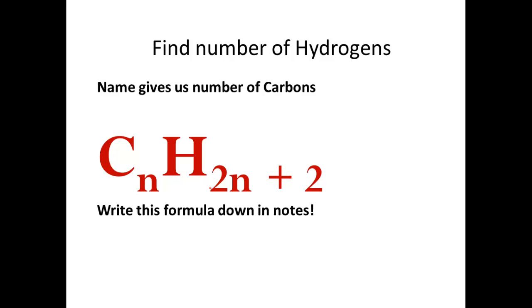Now please write this part down somewhere off to the side in your notes. To find out how many hydrogens we have, you know the number of carbons from the name, between 1 and 10 in our carbon chain. And then to find out how many hydrogens you have, you take the number of carbons, double it, and add 2. So whatever number you have, we're going to see on the next couple slides, you double and add 2 to find the number of hydrogens.